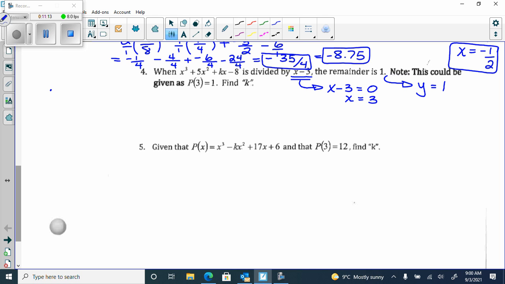So if I write this as p of x equals x cubed plus 5x squared plus kx minus 8, I can actually write 3 and 1 in function notation, right? This would just be p of 3, and it would equal 1. This is just function notation of writing a coordinate.